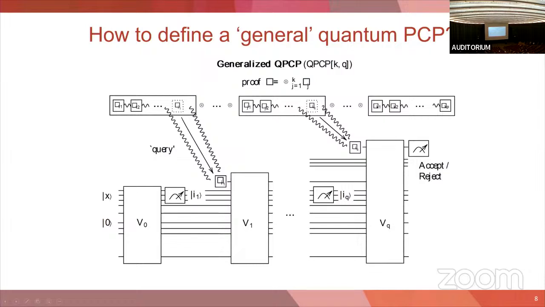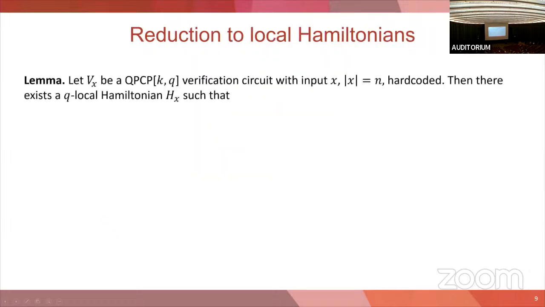And then what we show actually, we give a lemma that if you consider Vx to be the circuit that has this input x hard-coded into it, then this basically induces a Q-local Hamiltonian. And so the probability that a circuit accepts a certain proof is equal to 1 minus the energy of the same proof, or the state, with respect to the Hamiltonian Hx.